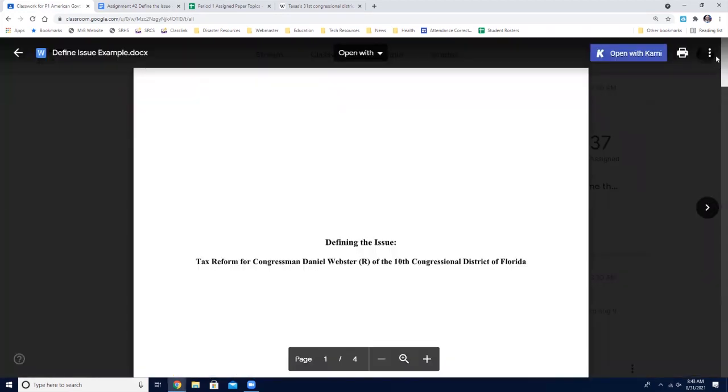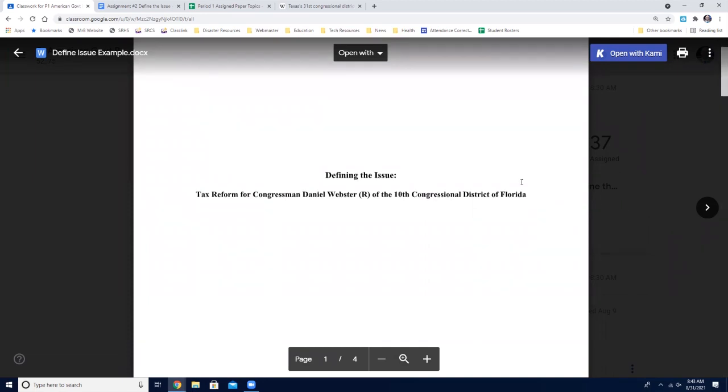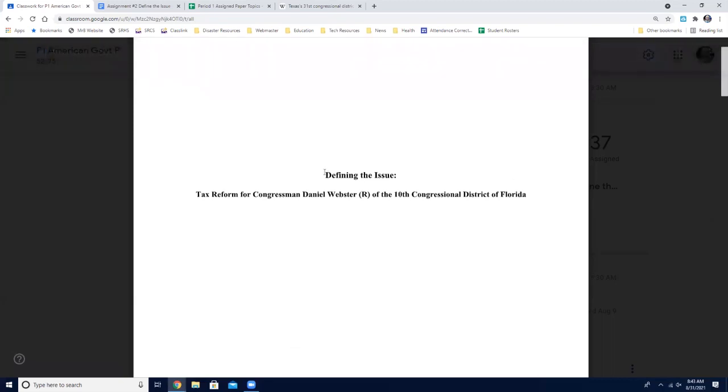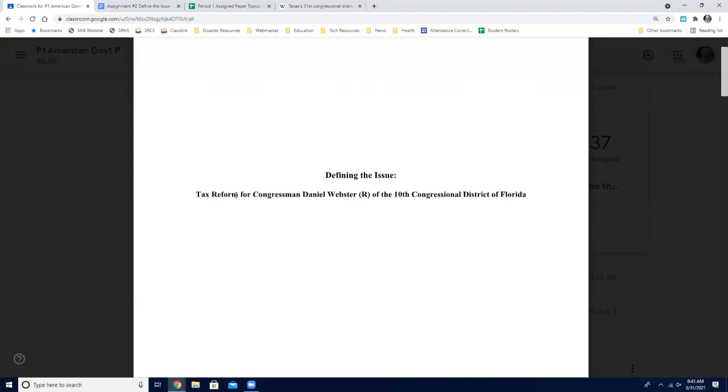Okay, so you can see that it is in Chicago style format. And if you're not familiar with Chicago style format, basically it's got to look like this. And each one of these little assignments is going to have a title like this one is defining the issue. So it said define the issue. And then it's your topic, tax reform, for Congressman Daniel Webster, Republican of the 10th Congressional District of Florida.